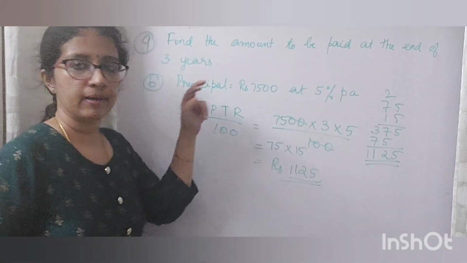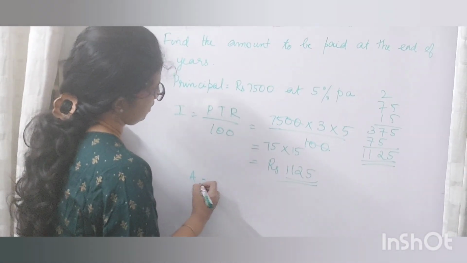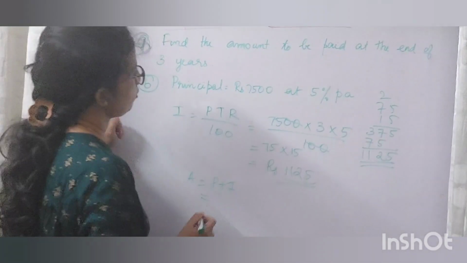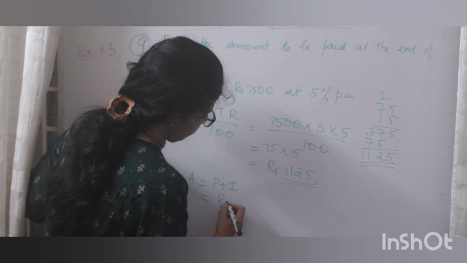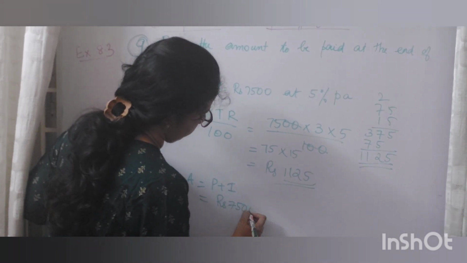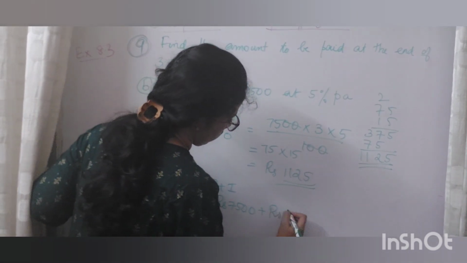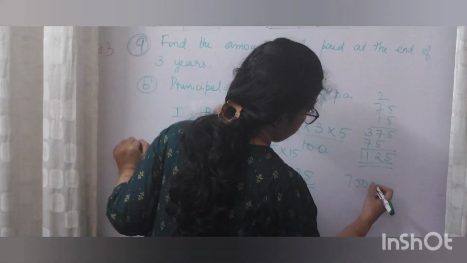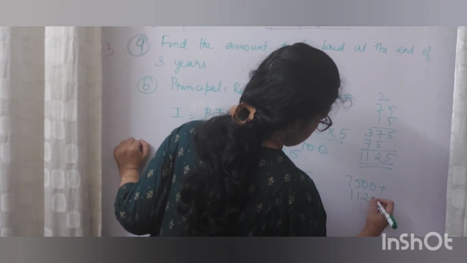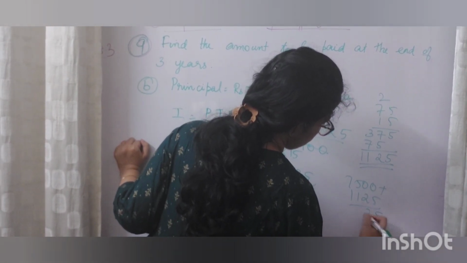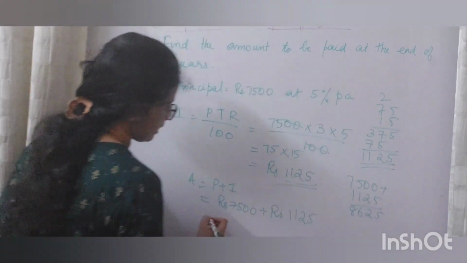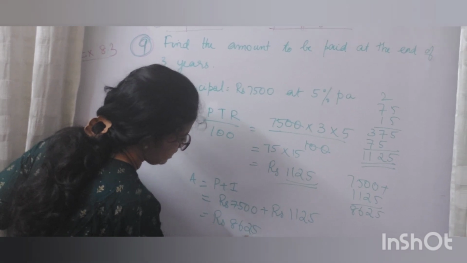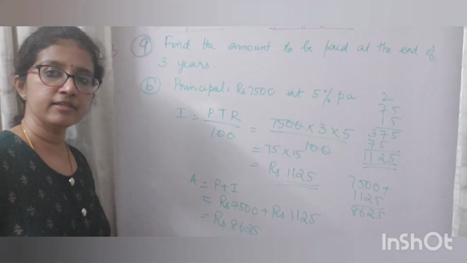How much to be paid back. So amount is equal to, what is the principal plus interest? Okay, is equal to, principal is 7,500 plus interest is rupees 1,125. So what is 7,500 plus 1,125? 5, 2, 6, 8. So the answer is rupees 8,625 is the answer. So clear with this?